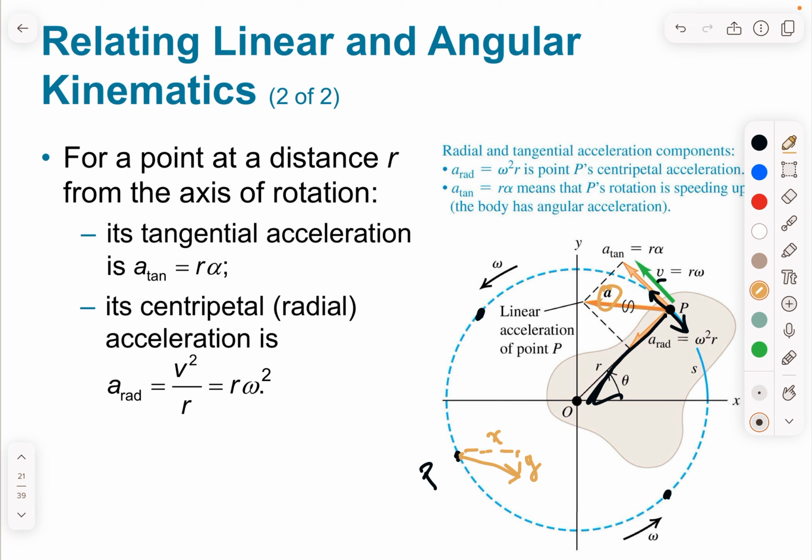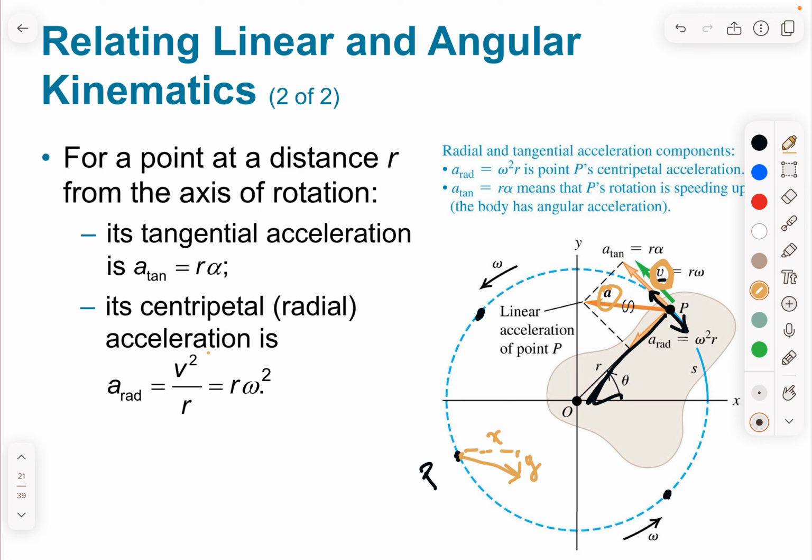So we use those two orthogonal directions instead of x and y to describe the components of the acceleration. So let's break it down. The tangential component is obviously the component of the acceleration that points along the velocity direction, and that is simply equal to r alpha. Then the centripetal or radial acceleration is equal to r omega squared, or v squared over r.